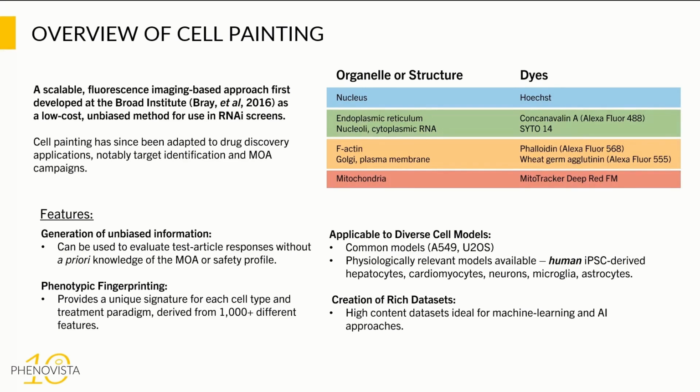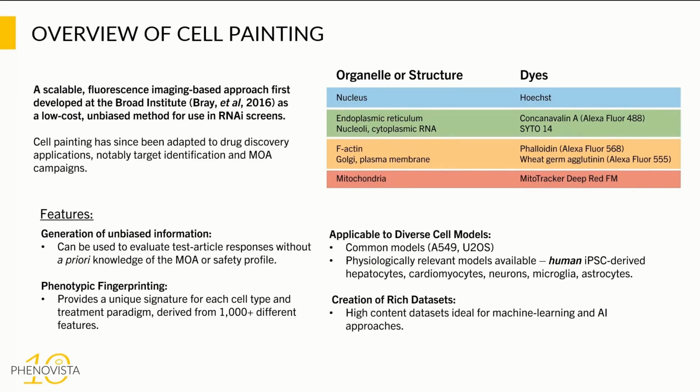You can use A549 cells, U2OS cells, simple cells, or take it all the way into iPSC-derived hepatocytes, cardiomyocytes, neurons, any type of cell type that is expandable into this assay. And you get back these rich data sets because you extract so many thousands of features. What you're really limited to is just your reference library.